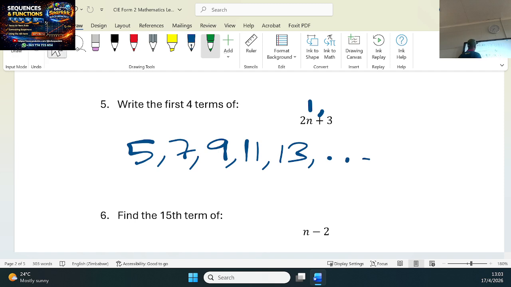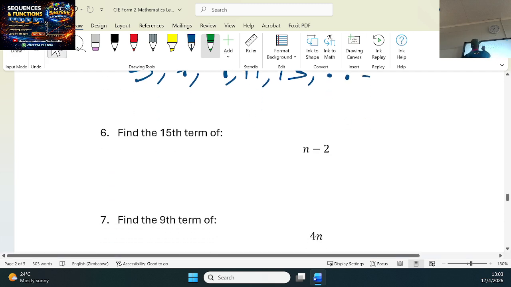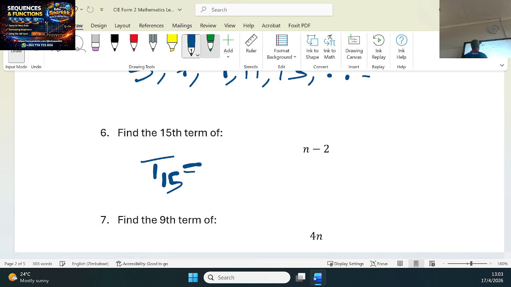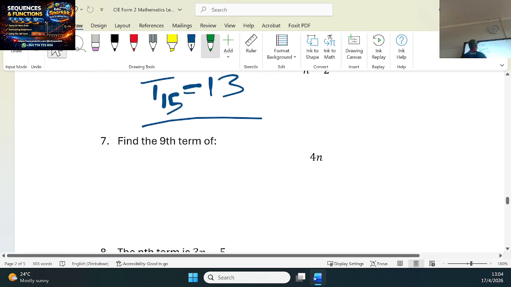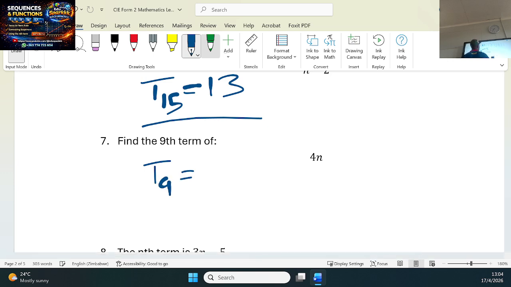Actually made 5. Find the 15th term of, so we're given a formula. So when we say term on 15 position, on our formula, the position will replace it with 15. So 15 minus 2, it gives us 13. That's what we have there. And moving to number 7, ninth term, like we did previously, we're interested in term on position 9. So our n becomes 9. So it's 4 times 9, the result will be 36.